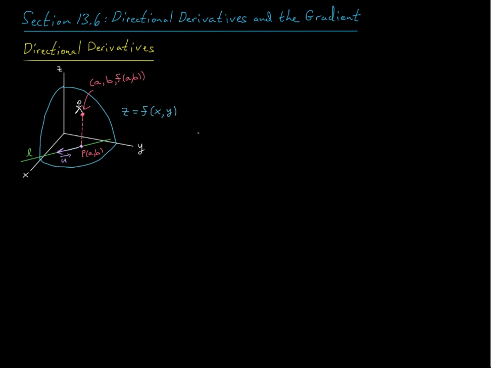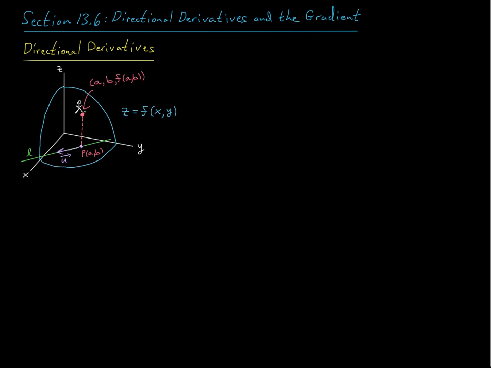All right, welcome to section 13.6 on directional derivatives and the gradient vector. So we'll start by looking at directional derivatives, and here you can see we have a surface whose equation is z equals f of x, y, and let's imagine you're standing on this surface. Think about it as like a hillside.